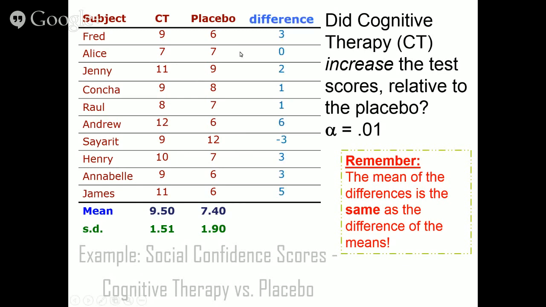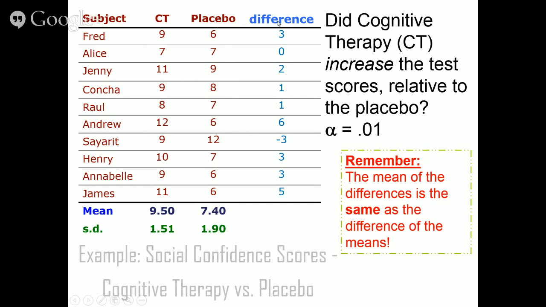Instead, we calculate differences. 9 minus 6, Fred's difference score between cognitive therapy and placebo, is 3. You can think of this as the amount that cognitive therapy social confidence was greater than placebo was 3. Alice, it was 0 greater. Jenny was 2 greater. When you go down here to Sayadit, it was actually 3 worse. Placebo did better than cognitive therapy. So cognitive therapy was -3 better than placebo, right? So it was not better at all.